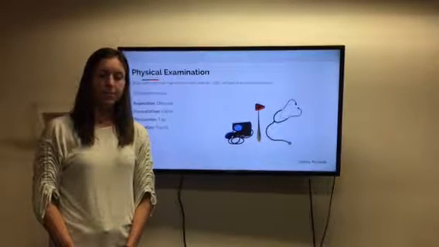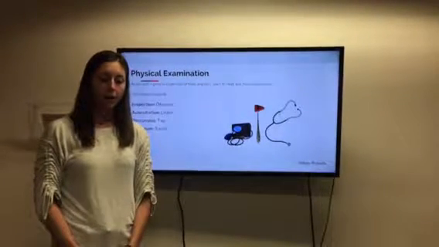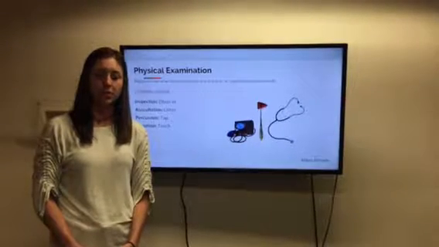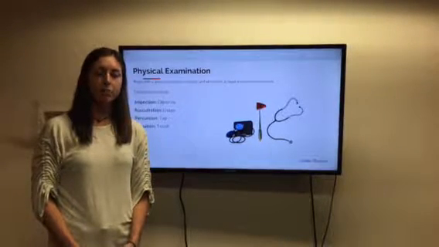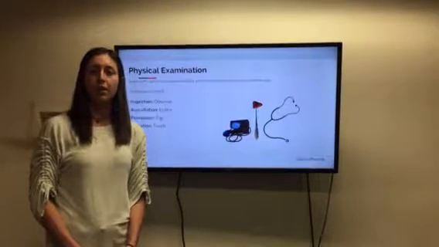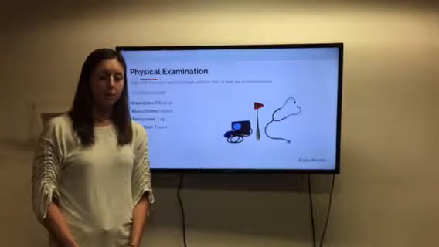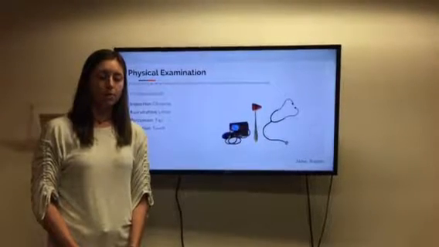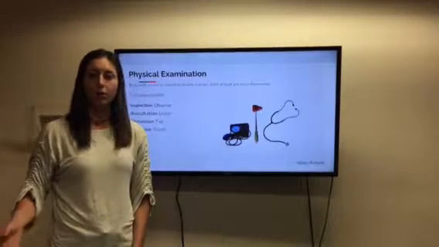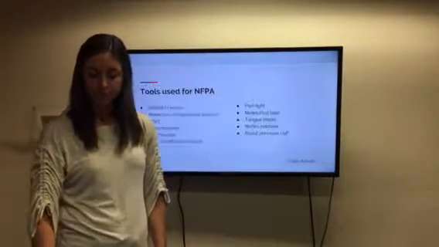ASPEN notes that the physical examination component of the nutrition assessment is more critical in pediatric patients, and this is because pediatric patients can become more malnourished more quickly than adults, and this prolonged malnutrition can negatively affect the growth and development in the long run.